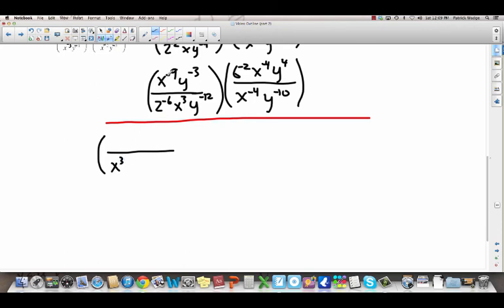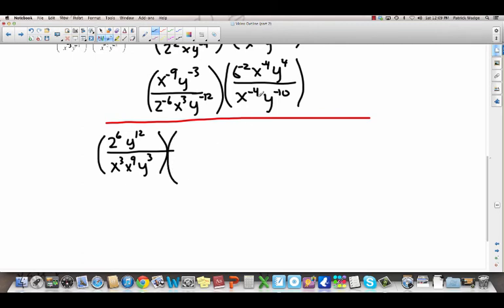So this x to the negative 9 flips down into the denominator. This 2 to the negative 6 flips up to 2 to the 6 in the numerator. This y to the negative 3 flips to the denominator, so you have y cubed down here. And this y to the negative 12 flips up, so you get y to the 12th up here. Okay, that's the first one.